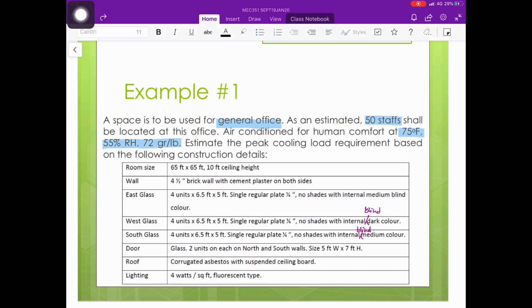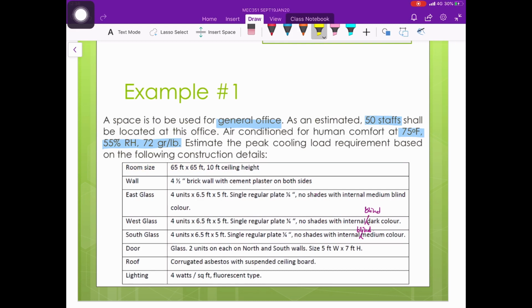This question states that a space is to be used for general office, and an estimated 50 staff shall be located at this office. Air conditioned for human comfort at 75 degrees Fahrenheit, 55% relative humidity, and 72 grain per pound. Estimate the peak cooling load requirement based on the following construction details. The information that is being given to us, the first one is the room size, 65 feet times 65 feet. This will represent the floor area, and we also have 10 feet for the ceiling height.